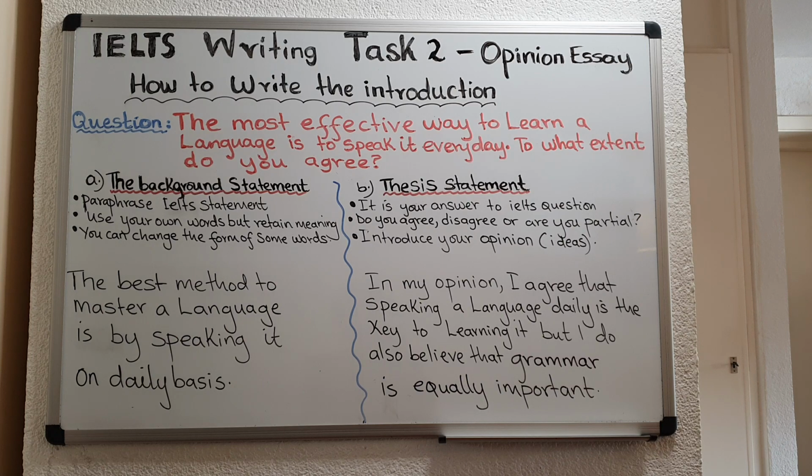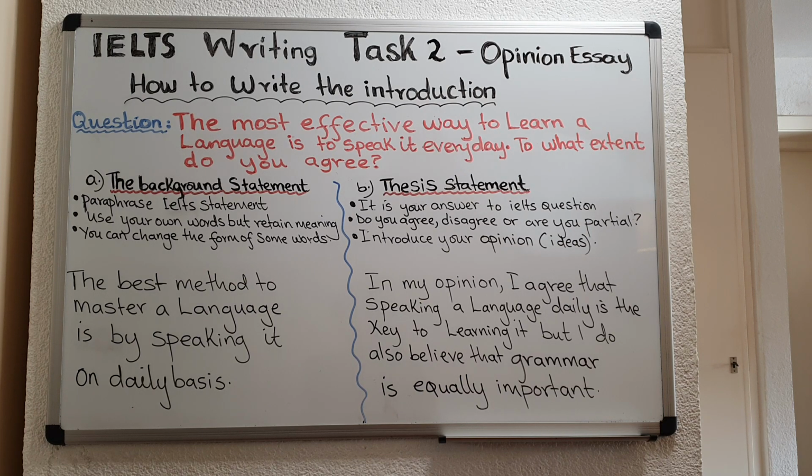Effective. The most effective way. So I have replaced that with the best method. The most effective way. The best method. Now, those two phrases mean exactly the same, but I have used different words which have the same meaning. Instead of saying the most effective way, I have said the best method.